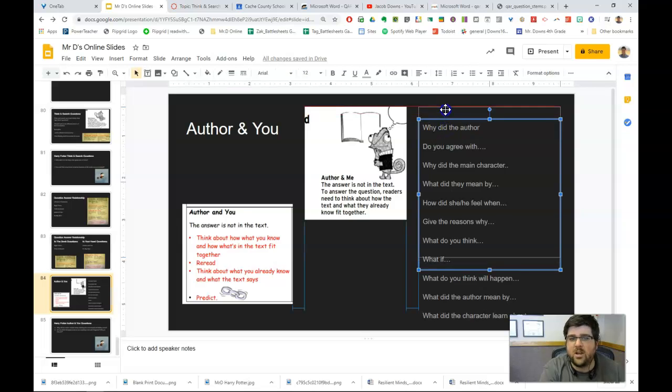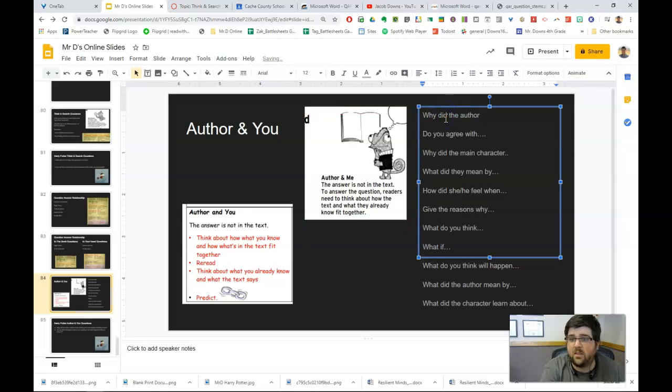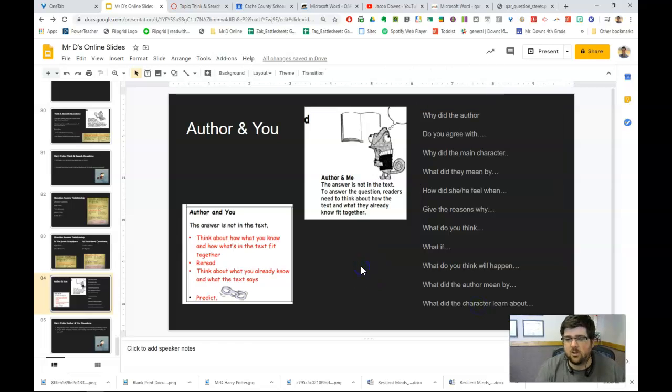Example questions that are author and you questions could be: Why did the author? Do you agree with? Why did the main character? What did they mean by? How did she or he feel? Give the reasons why. What do you think? What if? What do you think will happen? What did the author mean by? And what did the character learn about?